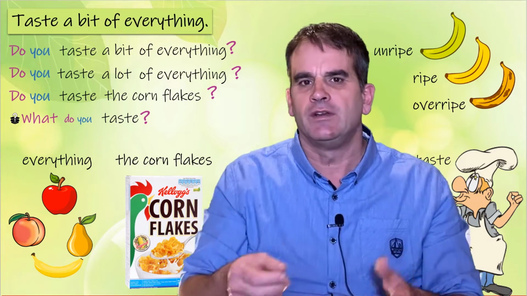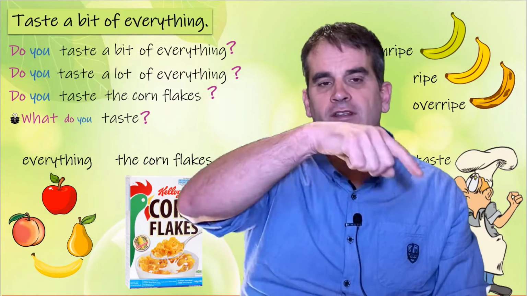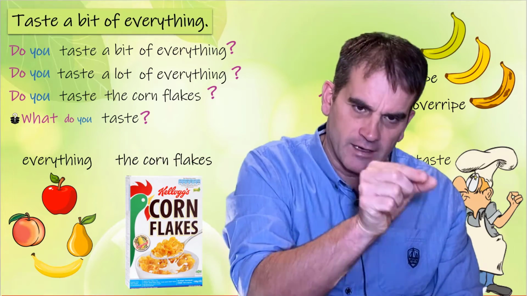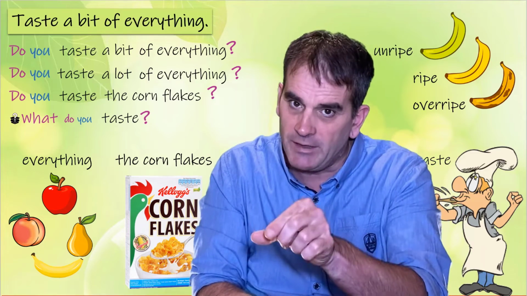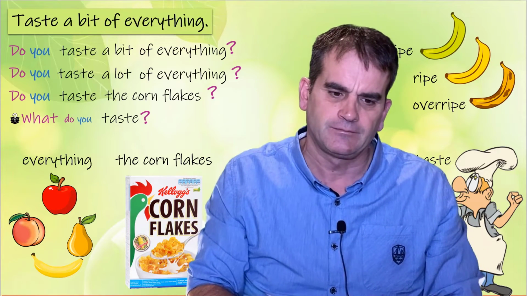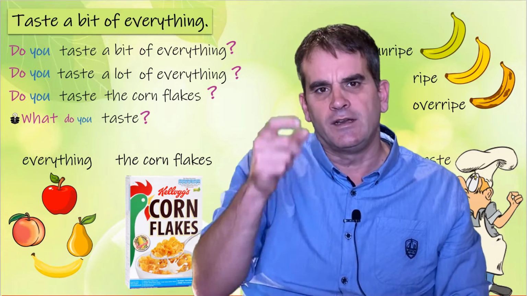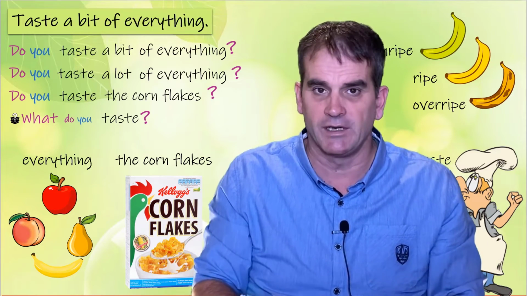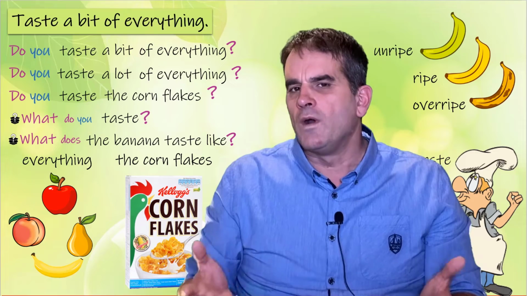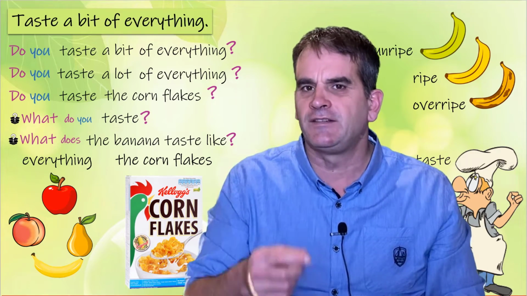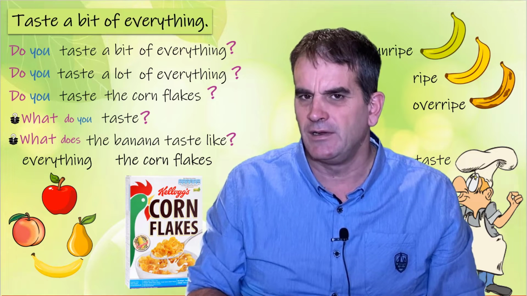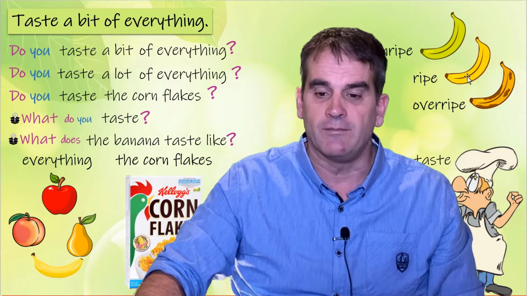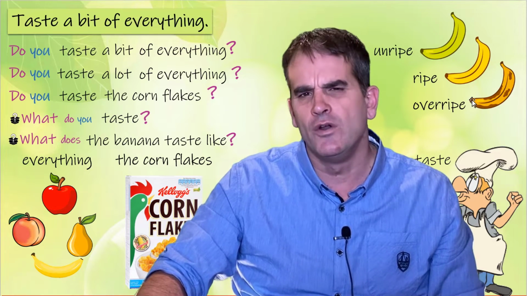And you don't taste a lot of everything. You only taste a bit of everything. A little bit of pear, a little bit of peach, a little bit of banana, and a little bit of apple. And what does the banana taste like? Well, the banana tastes overripe. It is overripe. Not unripe, this is unripe, and not ripe, this is ripe. It is overripe.